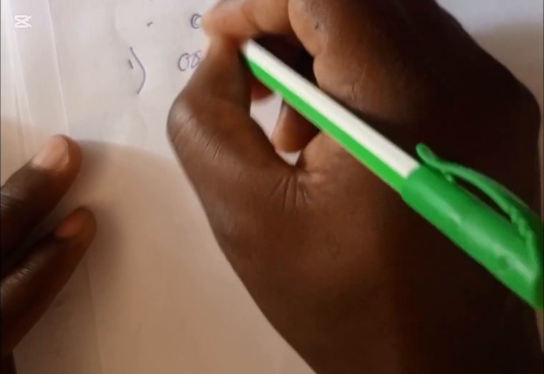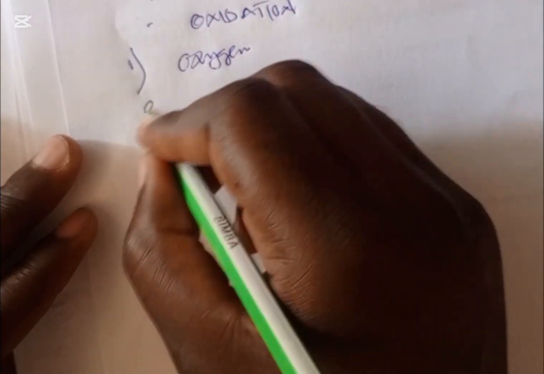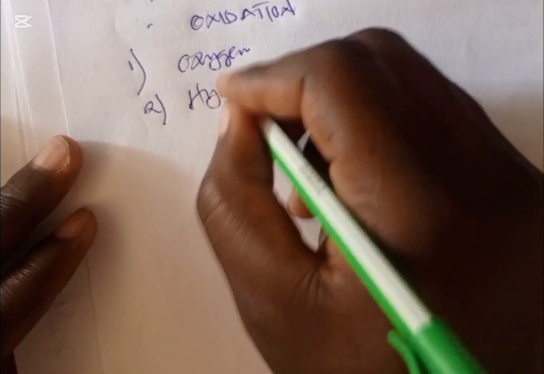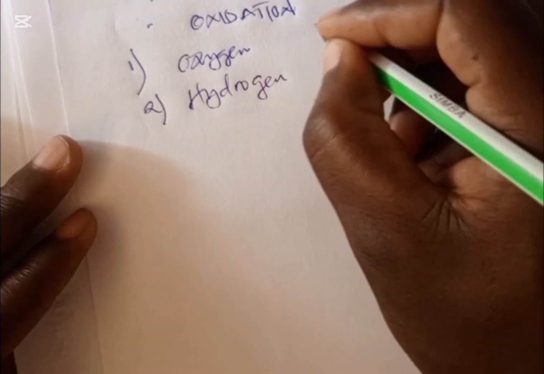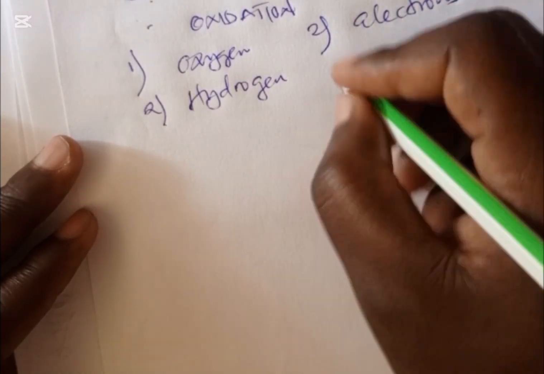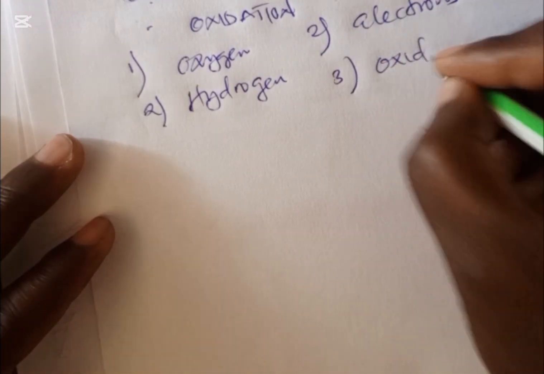So oxidation can be defined, number 1, in terms of oxygen. It can also be defined in terms of hydrogen. It can also be defined in terms of electrons, and it can also be defined in terms of oxidation number.